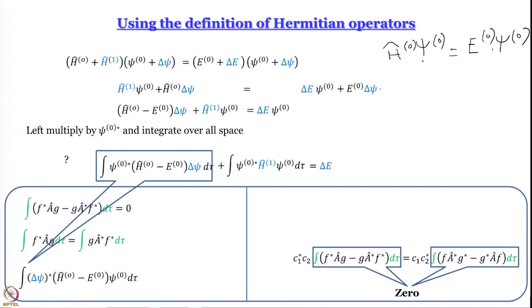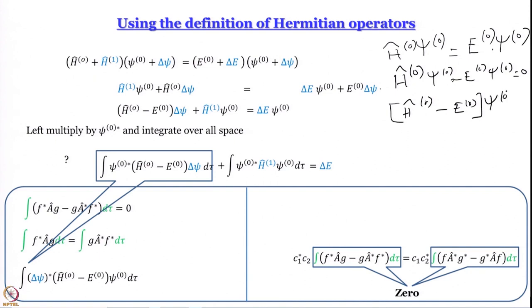Okay. So, let us bring this to the left hand side, we get H hat 0th psi 0th minus E 0th psi 0th equal to 0, or I can write like this, H hat 0th minus E 0th, that is the operator we are working with, operating on psi 0th is equal to 0. Okay. So, first thing we have done is, we have transformed this integral to another one in which we have H zeroth minus E zeroth operating on psi zeroth, and we have found that this H zeroth minus E zeroth operating on psi zeroth is 0.